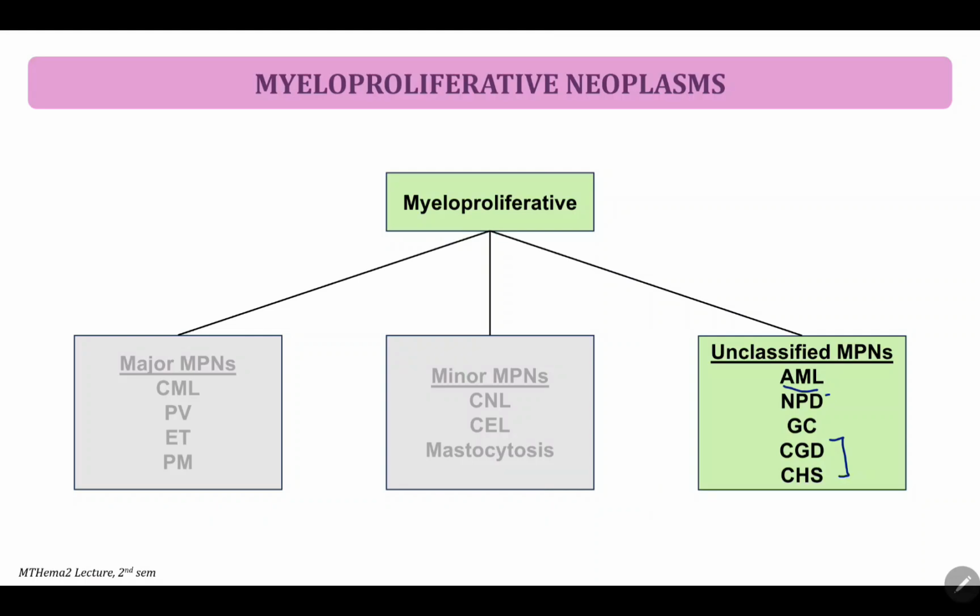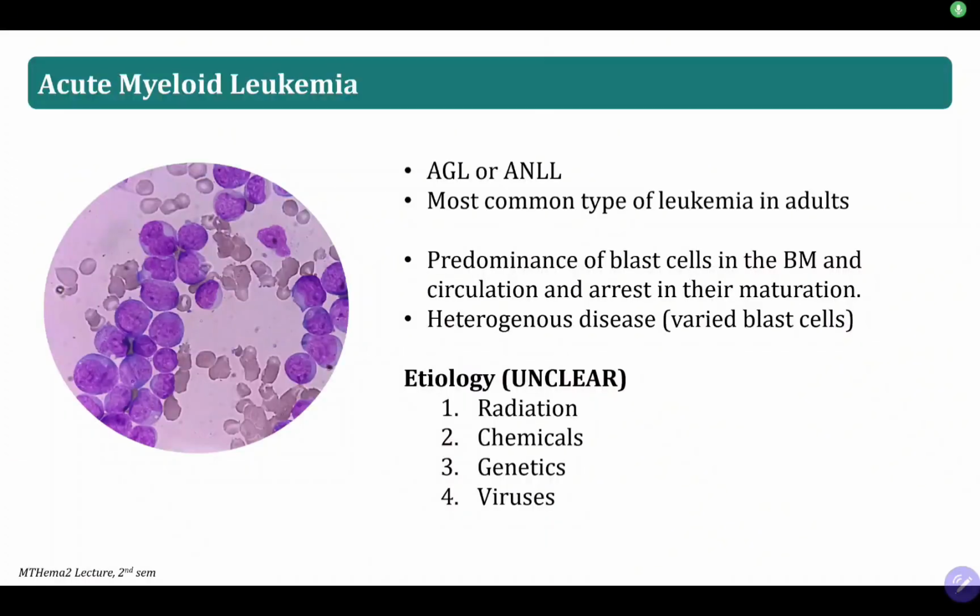And then NPD, your Niemann-Pick disease and your Gaucher disease, these are not specifically under MPNs. However, this also affects the maturation of your WBCs, kaya isasama natin sila. Okay? For this lecture, we'll be discussing your AML, your Gaucher disease, your CGD, and your Chediak-Higashi syndrome. First off is your acute myeloid leukemia, or simply AML.